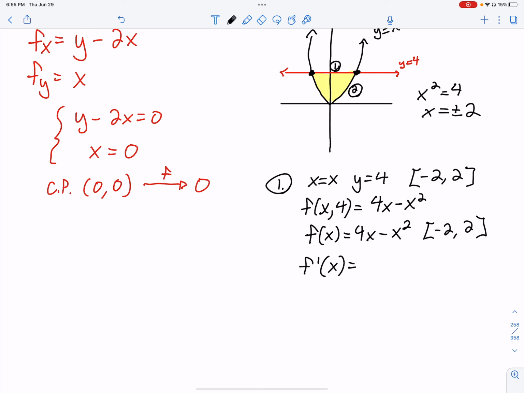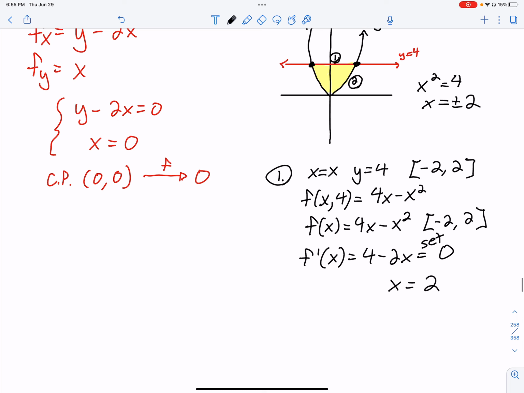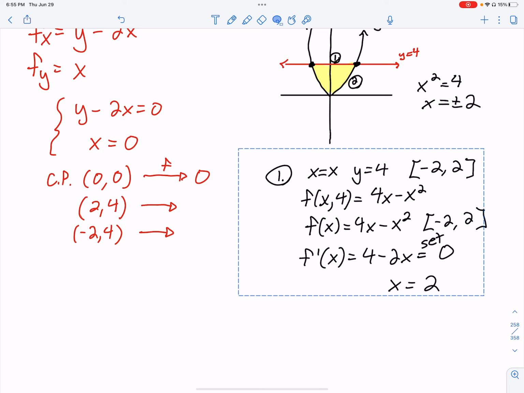I find my derivative. I get 4 minus 2x. We set that equal to 0. So x is equal to 2. So that adds some critical points there. The next critical point would be the point where x is 2. If x is 2 in this case, y is 4. So we'll figure out the function value at (2, 4). We also have to plug in negative 2 and 2. So if I plug negative 2 in for that bound, y is also 4. We'll have to figure out that function value as well. So that covers part 1.